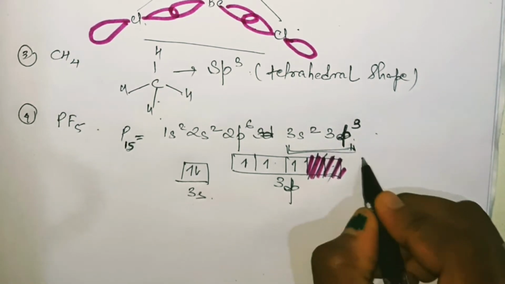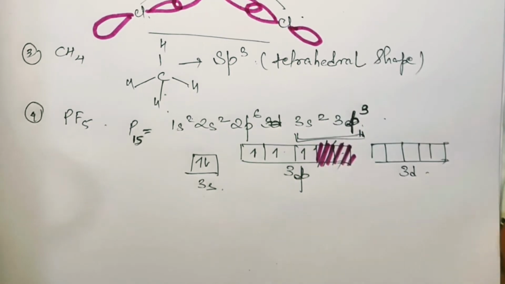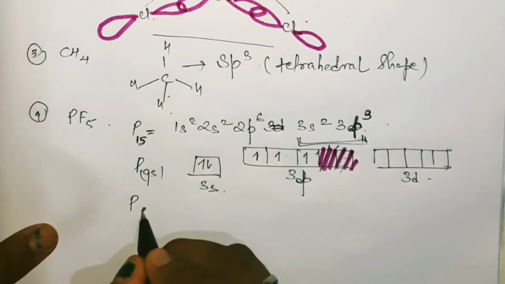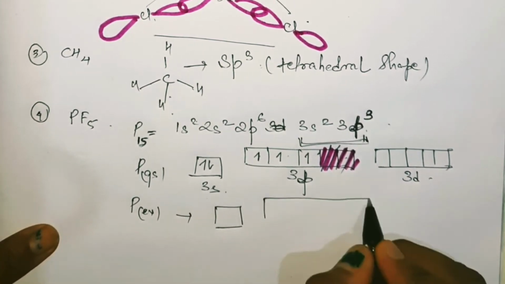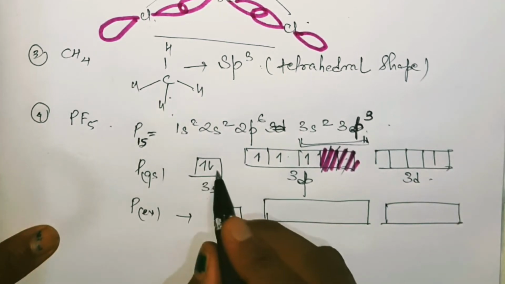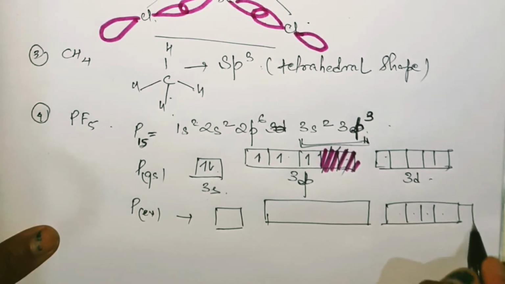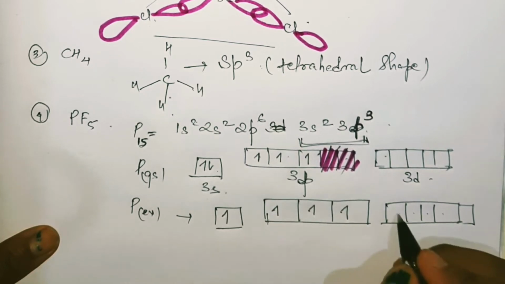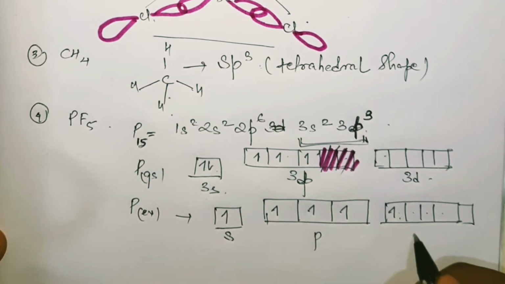So this is phosphorus in the ground state. Now we will go for phosphorus in the excited state. If we go for the excited state, what happens is that this electron will go to the 3d subshell, like this. So now what happens is sp3d.